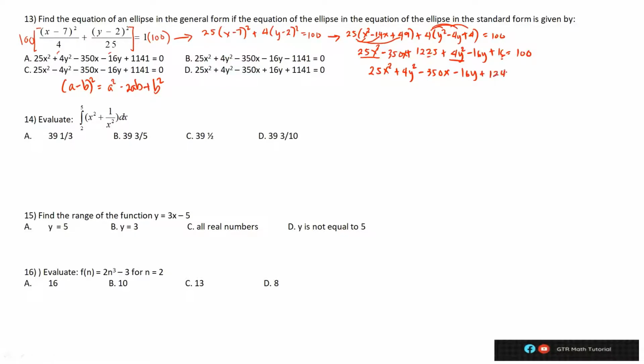Plus 1241 equals 100. Okay, so dapat 0 yung right side natin. So subtract tayo 100 to both sides. Okay, subtract 100 to both sides, so therefore equal 0 na to. And then 1241 minus 100, that is 1141. Okay, so hanapin na natin yung sagot. I-rewrite na lang naman natin ito, di ba? So, i-rewrite lang natin to. 25x squared plus 4y squared minus 350x minus 16y plus 1141. So, that is letter A.